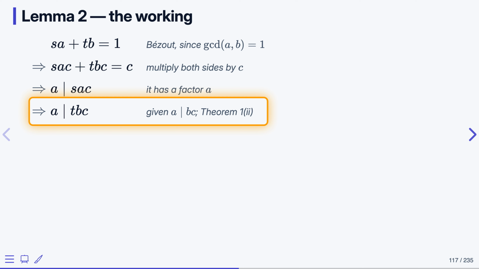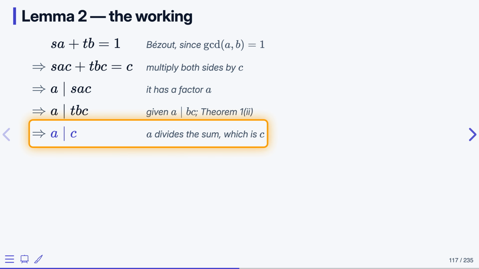T B C, we were given that A divides B C in Theorem 1. Part 2 says that if A divides B C, then A divides T times B C, so A divides the second term too. Step 4. A divides both terms, so A divides their sum. And their sum is C, so A divides C, that proves lemma 2.